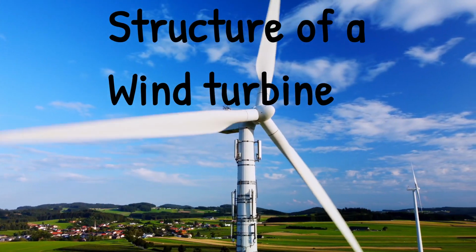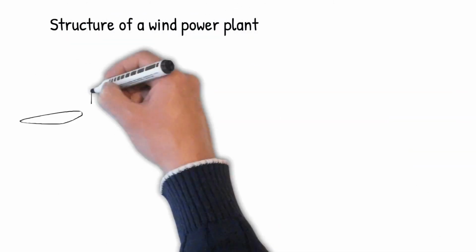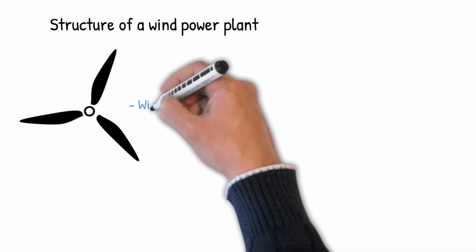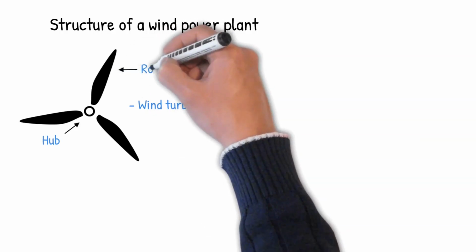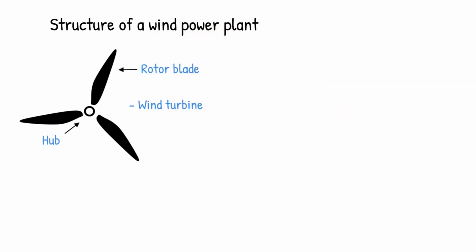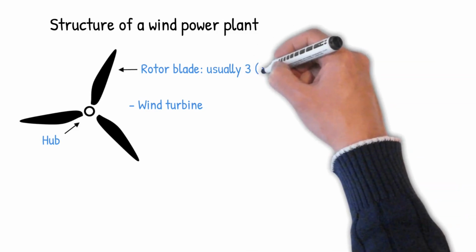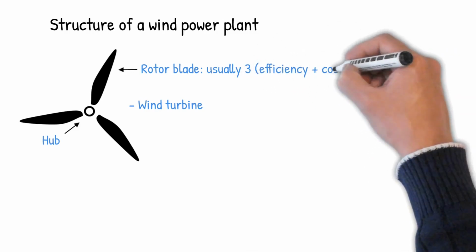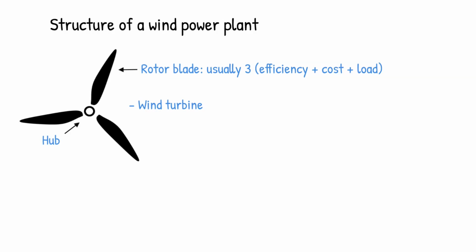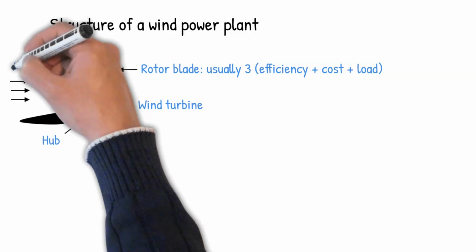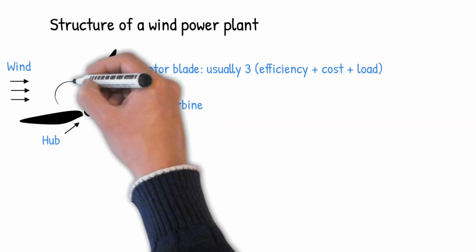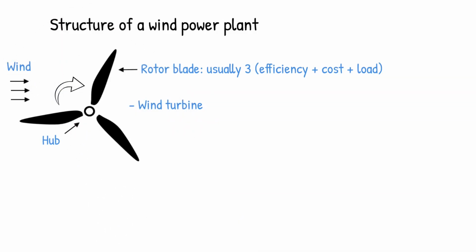First, let's take a look at the structure of a wind power plant. The biggest part of the wind power plant is the wind turbine itself. It usually consists of a hub and 3 rotor blades. In rare cases, only 2 rotor blades are used. However, the design with 3 rotor blades has prevailed due to the efficiency and the lower mechanical load for the wind turbine. The rotor blades convert the translational kinetic energy in the wind into rotational kinetic energy in the wind turbine itself. The kinetic energy is then converted into electrical energy using a generator.